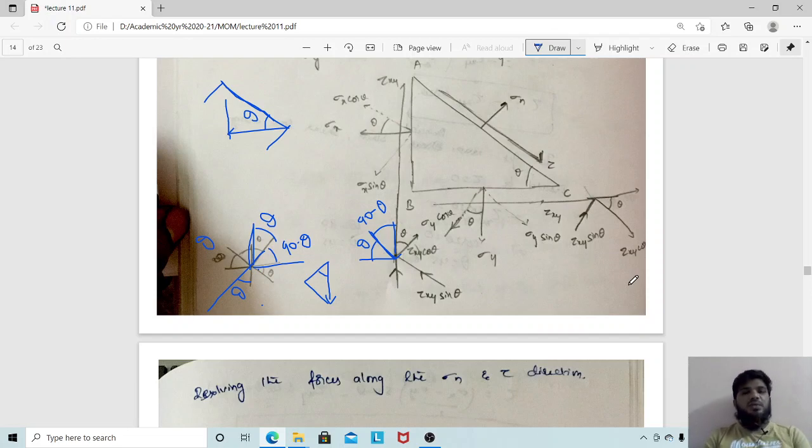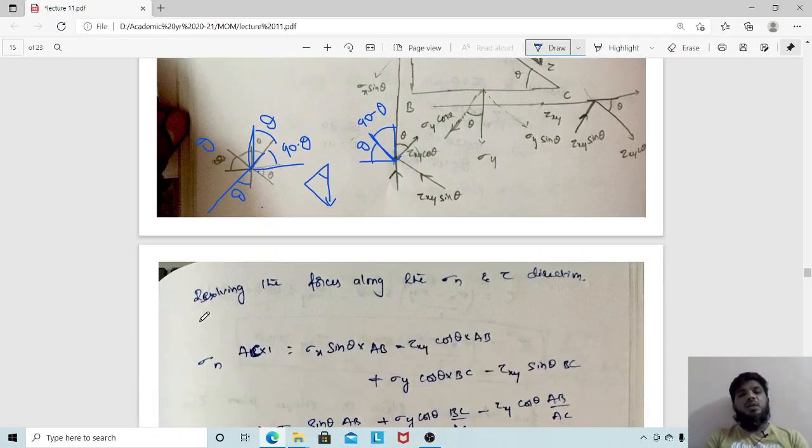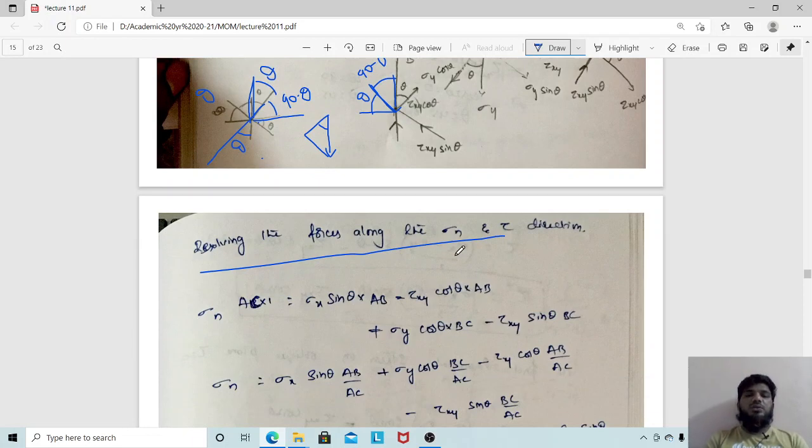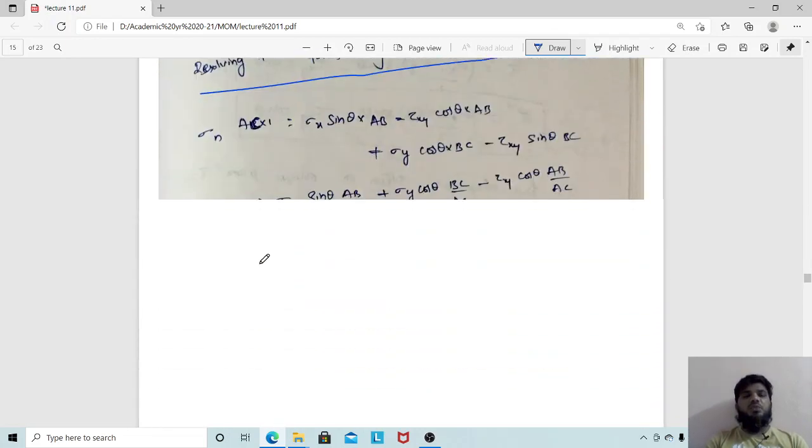So once you have resolved the forces, you have to resolve the stresses along the sigma n and tau direction. You have to take this line, very important. Resolve the forces along sigma n and tau direction. First we are trying to resolve with respect to sigma n, and sigma n is acting on which area? AC, and it is acting on a unit thickness, that is AC into 1. This is a unit thickness area. So that's why we are multiplying with 1.